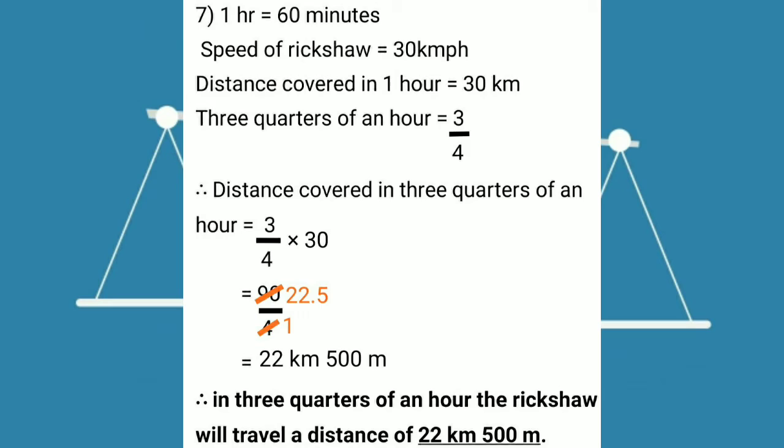So we multiply 3 upon 4 by 30, which will give us the answer 22 km 500 meter. Therefore, in 3 quarters of an hour, the rickshaw will travel a distance of 22 km 500 meter.